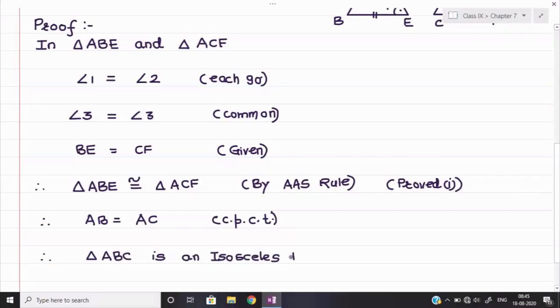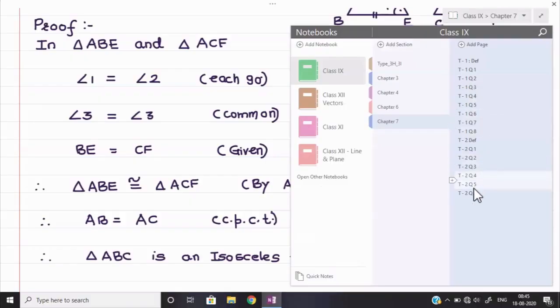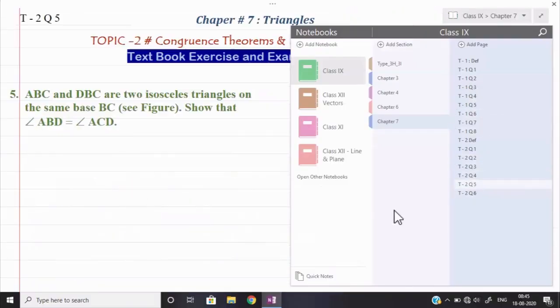Isosceles triangle, right? And now we can say the second part is also over. This is completed, part number two, right? So the question was almost the same, only the two pairs of corresponding sides have been interchanged. Now let us see quickly the next question, that is question number 5.